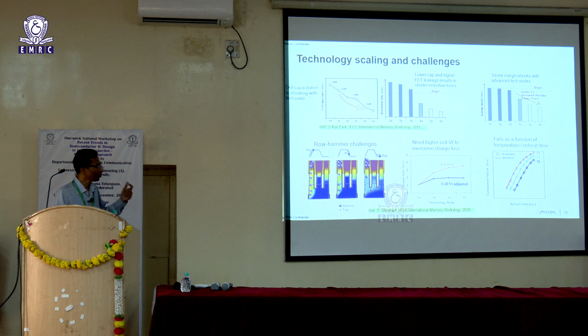And you need to now somehow ensure that that row which is getting affected is also refreshed. So that's called a row hammer refresh. So the row hammer refresh mechanisms become even more complex with scaling of the technology. So that has to be taken care of.